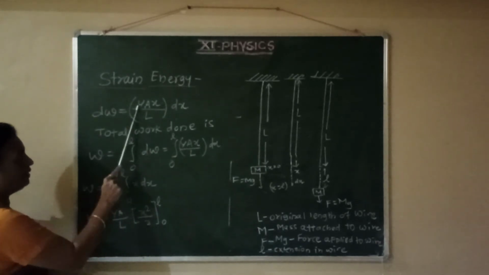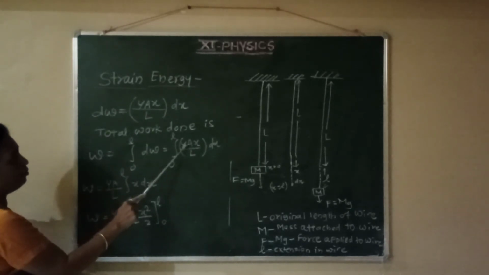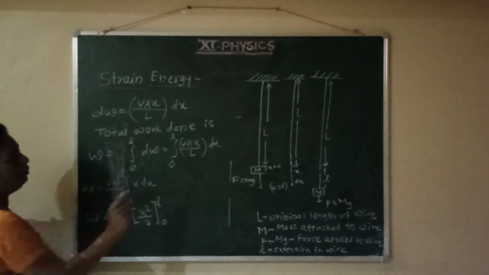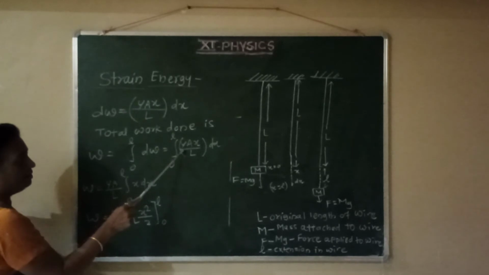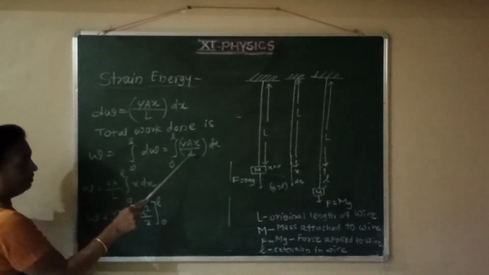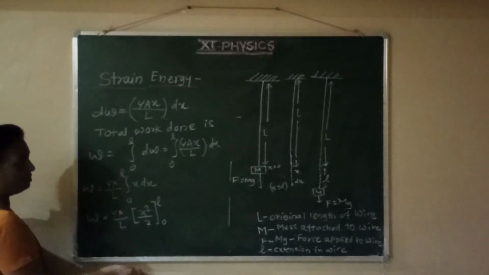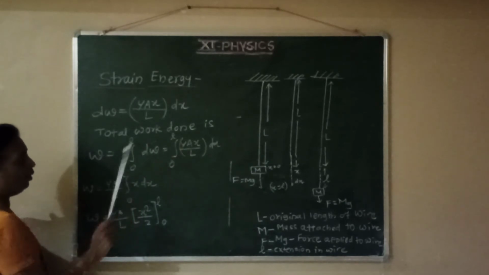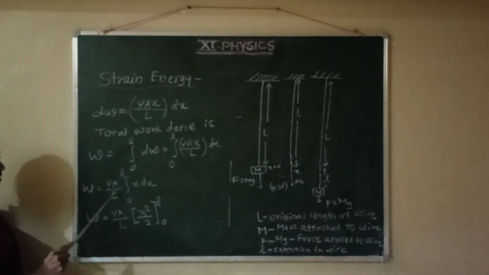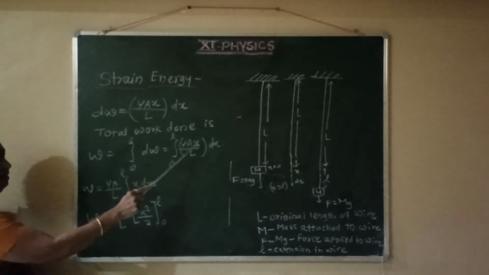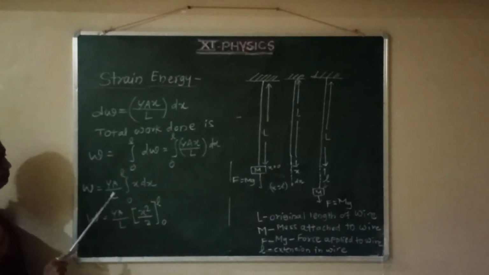Substitute the value of dW from this equation, that is YAx upon L into dx. Now see the formula. In this equation, this is Young's modulus. This is the area of cross section of the wire. This is the original length of wire. All these terms are constant, so we can take them outside the integration. YA upon L. Integration from 0 to L. कशाचं राहिले? फक्त x dx.